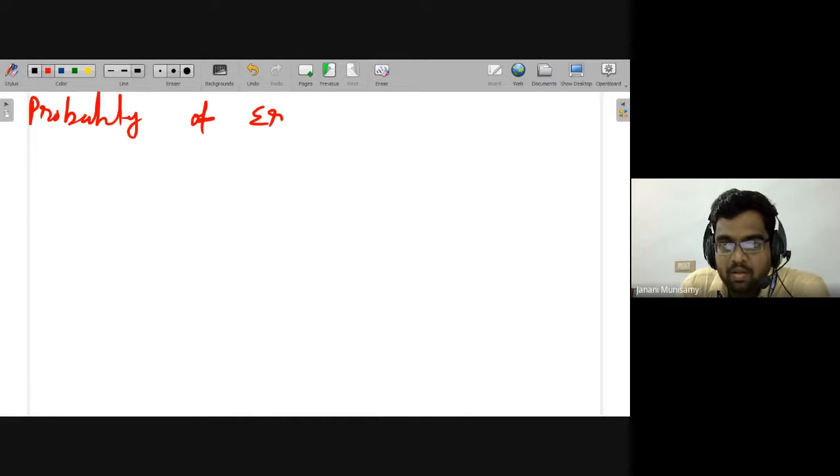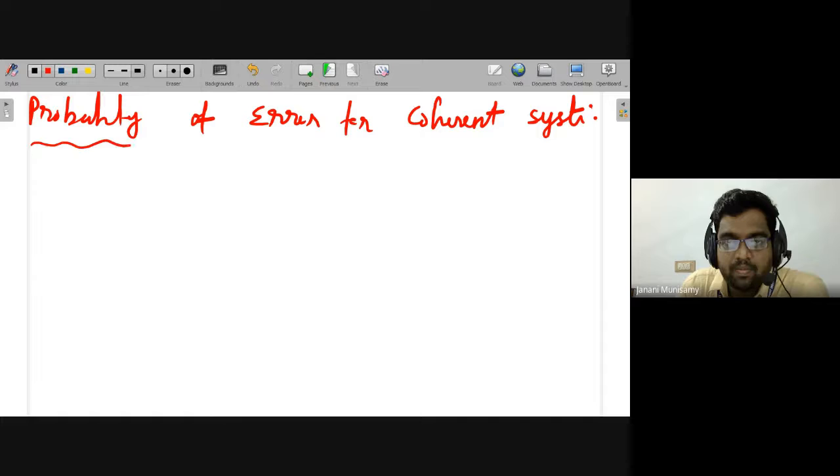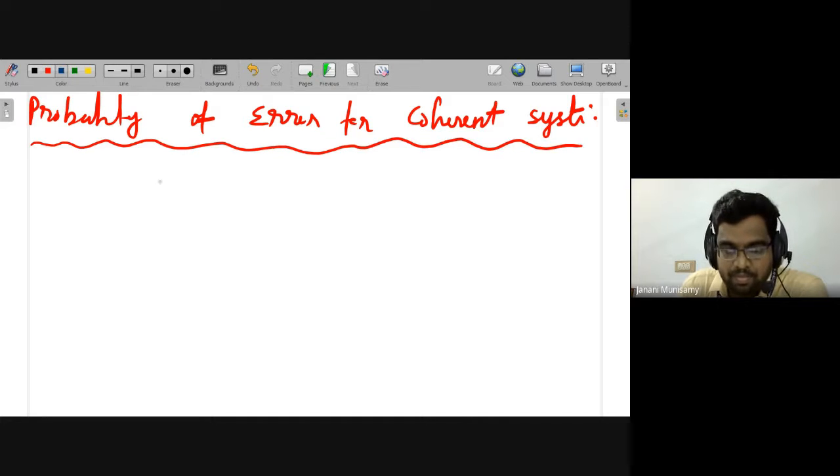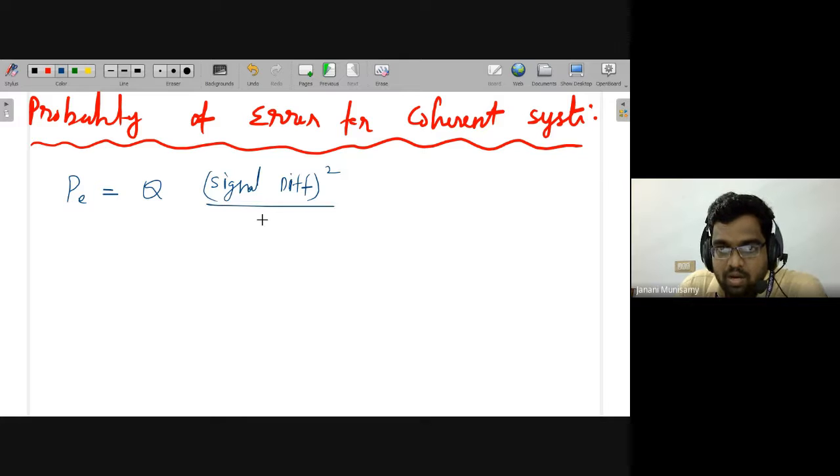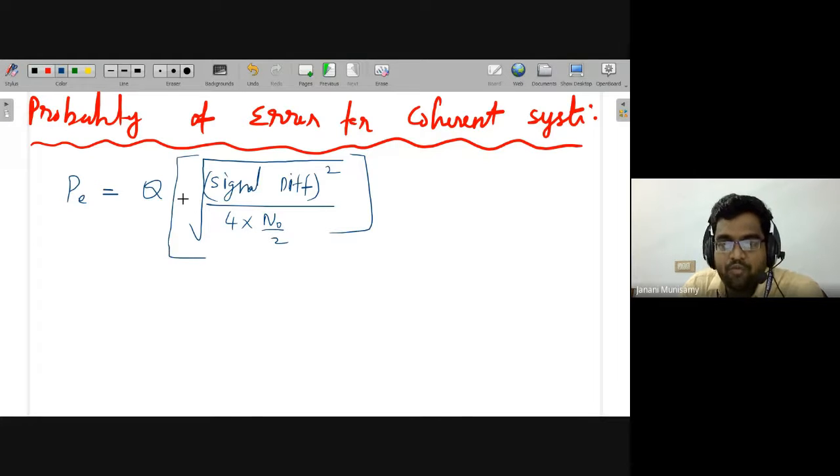Probability of error for coherent system. Generalized formula: probability of error is equal to Q function of the square root of the signal difference square divided by 4 times the two-sided noise spectral density. This is the Q function.